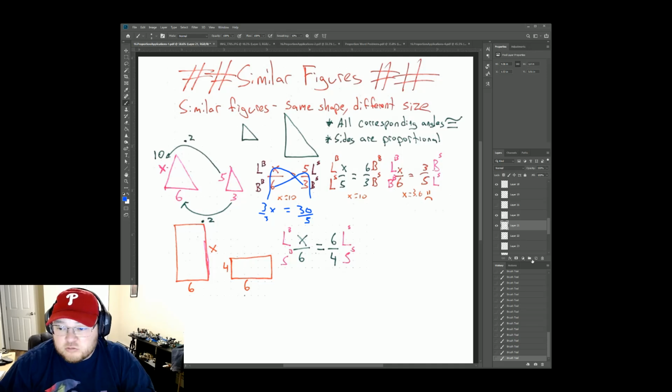Oh, I can't write on stuff. Okay, so right here, I'm saying long, no, still things are invisible. Oh, there you go. When I say LB, I'm saying long side of the big rectangle over the small side. That's why it's x over 6 equals the long side of the small rectangle, that's LS, 6 over the small side of the small rectangle. And then when you cross multiply, you get x equals 9, which makes more sense.